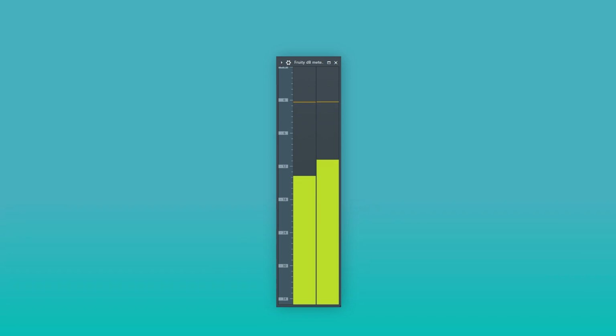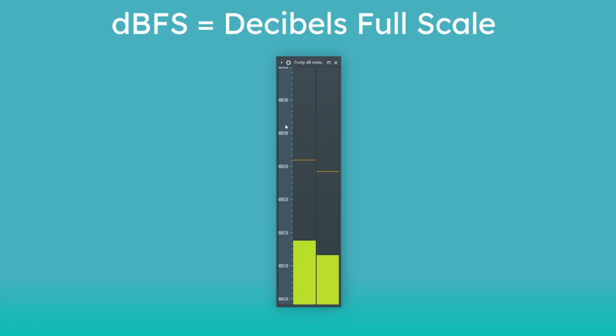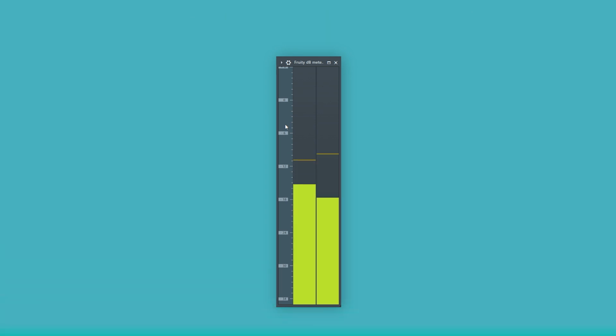So you might think, why do you have to explain this meter? It's really straightforward, you know. Well, if you're a beginner, I bet that you don't know that much about it. So this meter's unit is dBFS, which stands for decibels full scale, which is a unit to measure the amplitude in digital audio. So basically the maximum value in this scale is 0 dB.